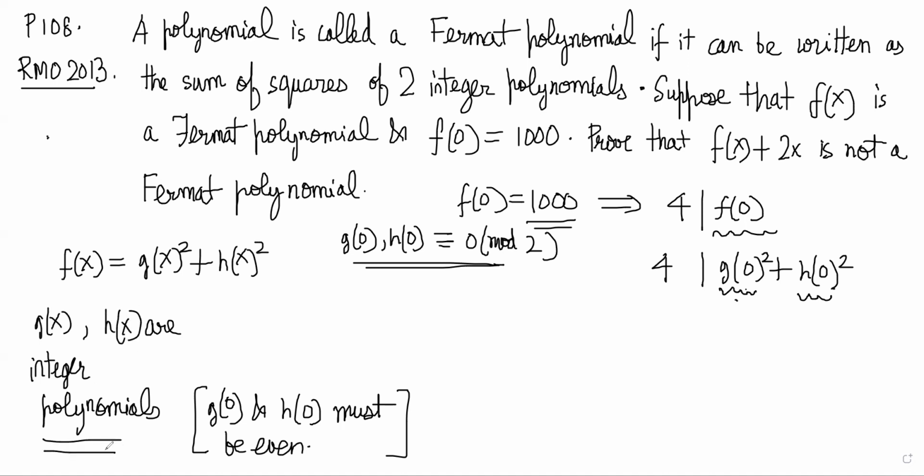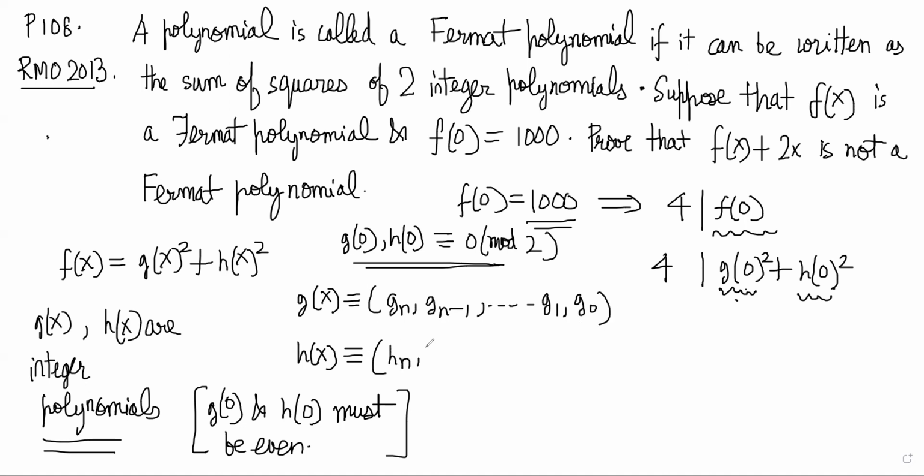Where g of x and h of x are integer polynomials, right? Now, if you think of the g of x polynomial and the h of x polynomial, let's write the coefficients of this. It will be g n minus 1 till g1 and g0. And h of x coefficients are h n minus 1 till h1 and h0. These are the coefficients of all the terms of the g and the h polynomial. These are all integers because it was an integer polynomial.